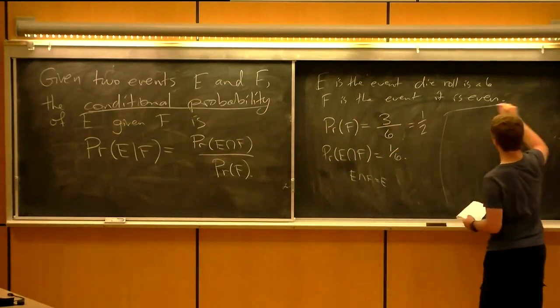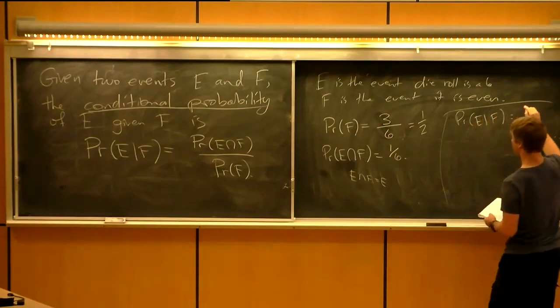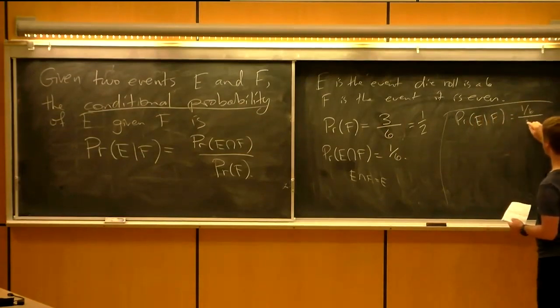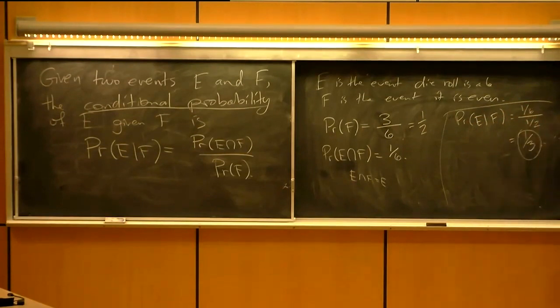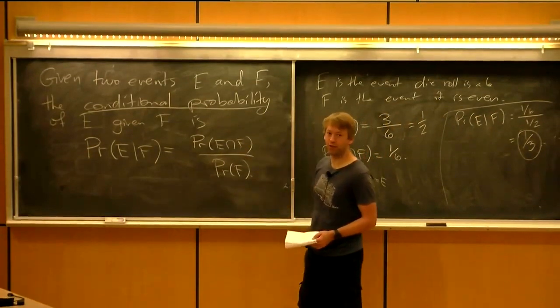So then probability of E given F is 1 over 6 divided by 1/2, which is 1/3. So this checks out. Our intuition here matches the formula. Any questions about that? So I would say, generally speaking, this is going to be the main way that you compute conditional probabilities, by plugging it in the formula.